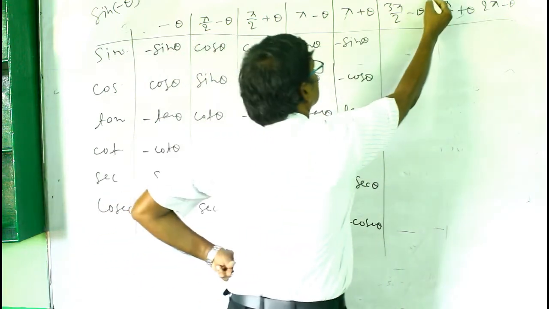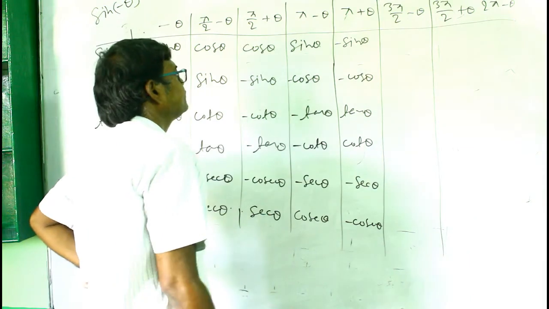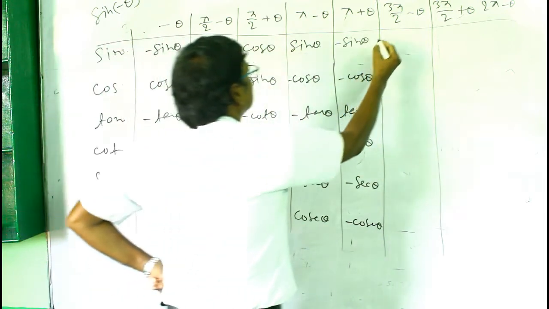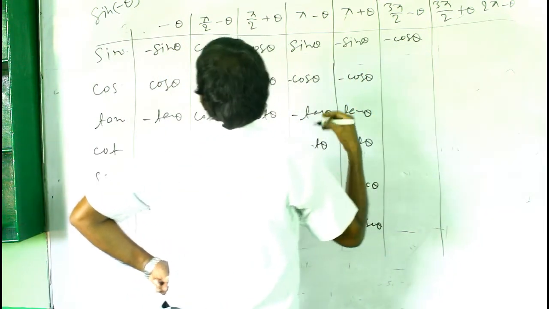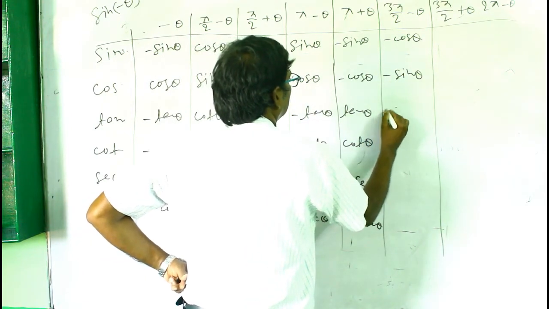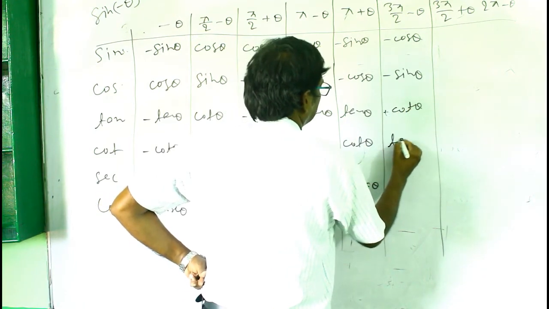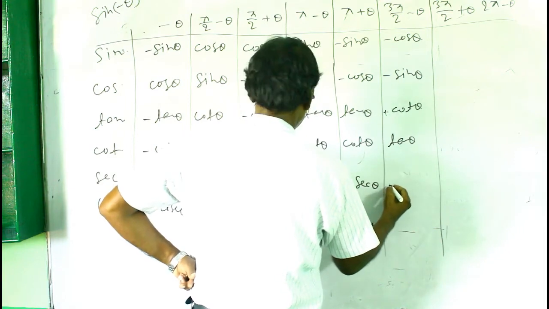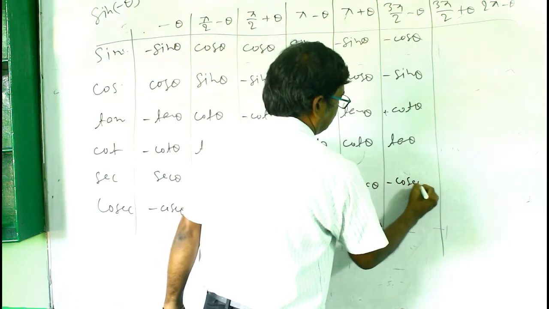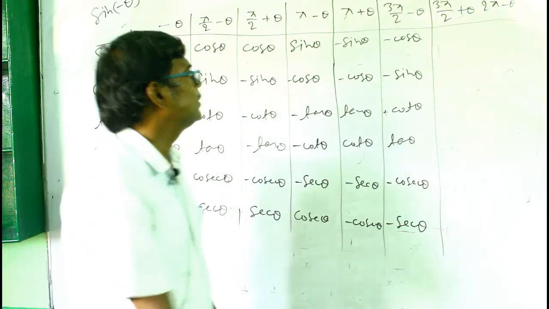And then you have this 3 pi by 2 minus theta. So here 3 pi by 2 minus theta. So it will be minus cos theta. Okay, and here also minus sin theta, and here it will be plus cot theta, and here tan theta, and here it will be sec theta. So it will be here minus cosec theta, and this will be minus sec theta, and 3 pi by 2 plus theta.